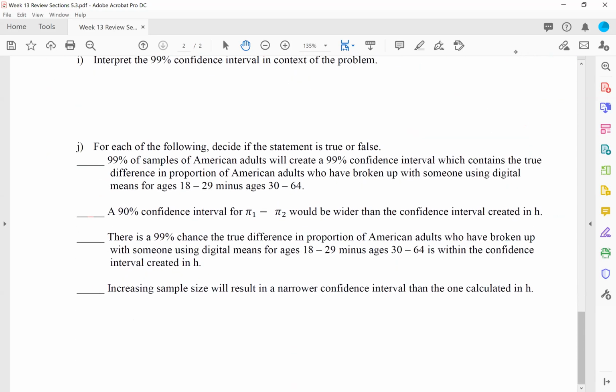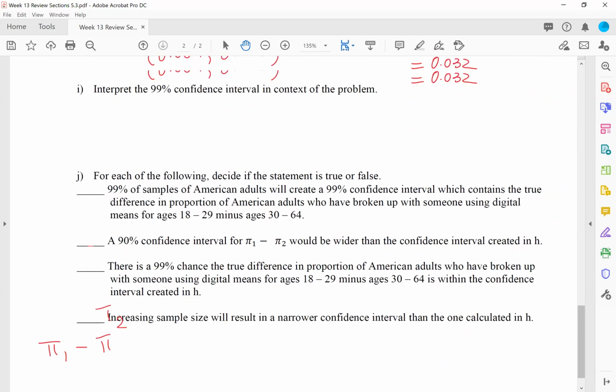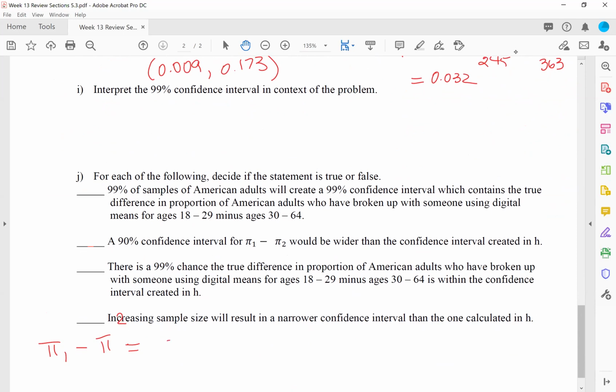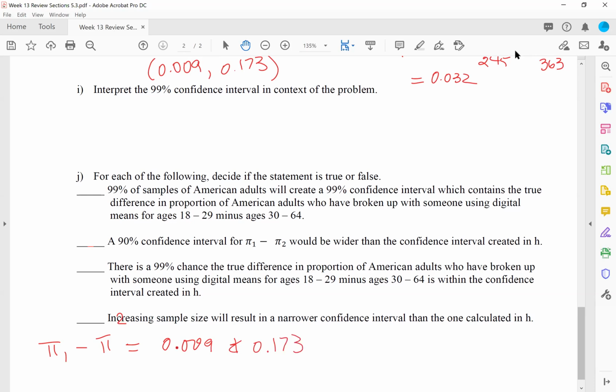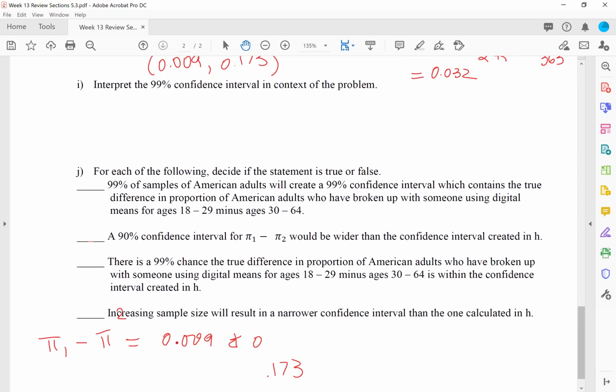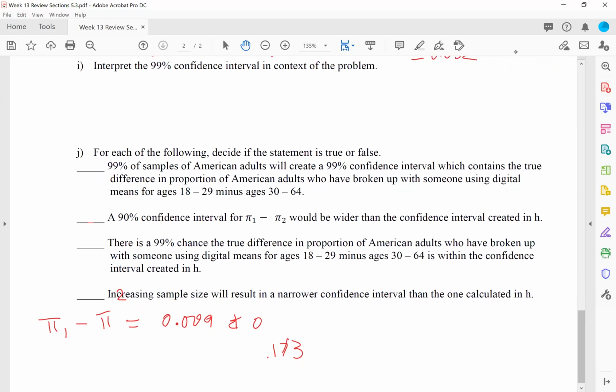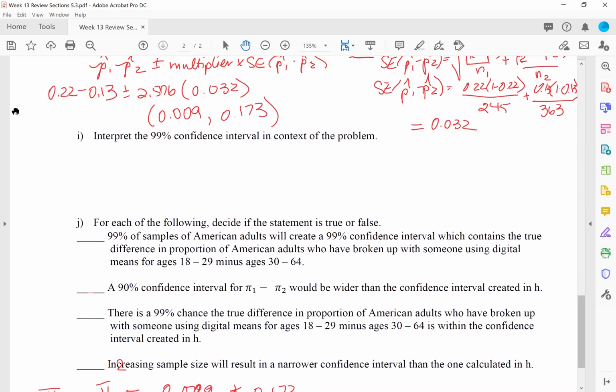See if I can write down here. Is we're looking at the relationship between pi 1 and pi 2. And we're saying, well, it could be anywhere between 0.009 and 0.173. So we're talking, oh, that's weird. It's moving things around for me here. So it's the true proportion of the younger age is this value to this value higher than the true proportion in the older age.